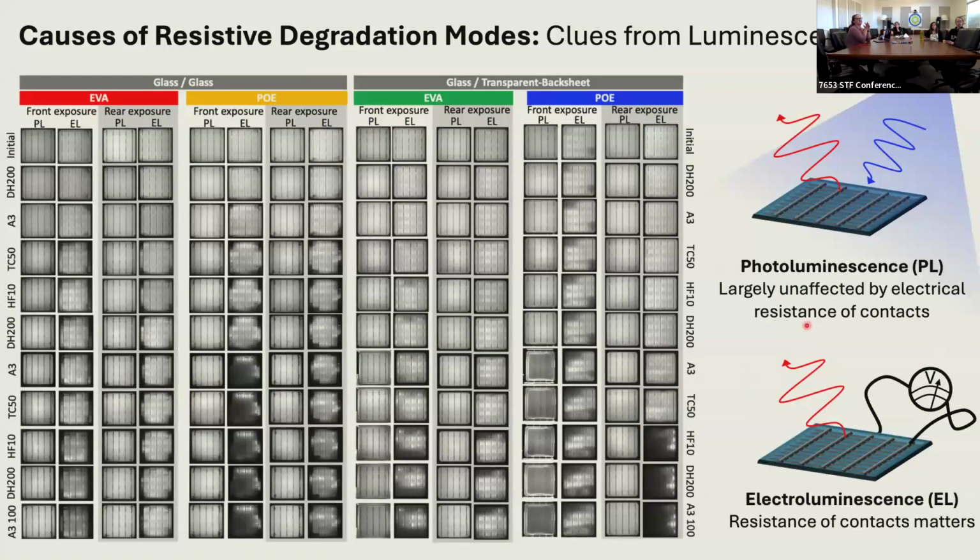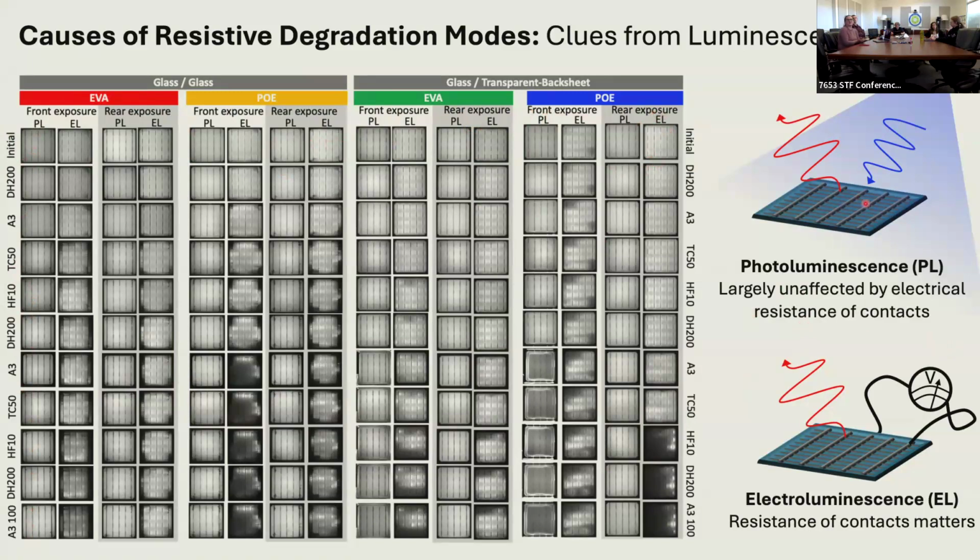So then to understand why the modules are degrading more, we collect electroluminescence and photoluminescence images at each step of the sequential stress sequence. So these are going vertically here. These are all the different stress steps as the modules are degrading. And then we have all of our different sample constructions that had either front side light exposure or rear side light exposure.